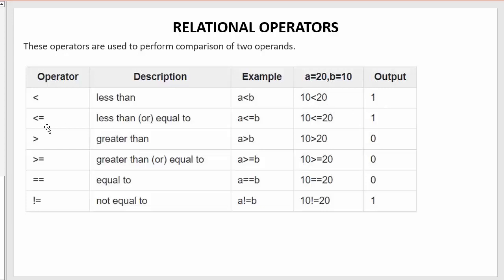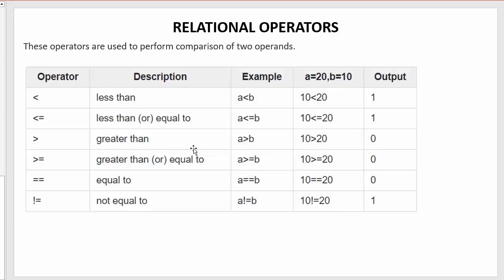Now let us see the less than or equals to operator. A less than or equals to B. 10 is not equal to 20, but 10 is less than 20. That's why this expression will also become true and you will get the output as 1.